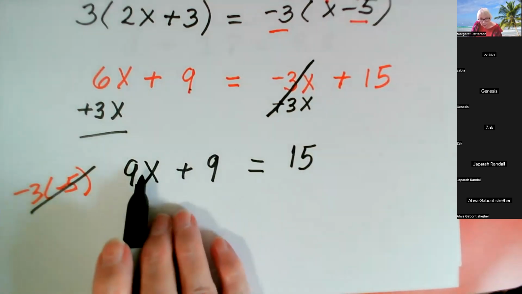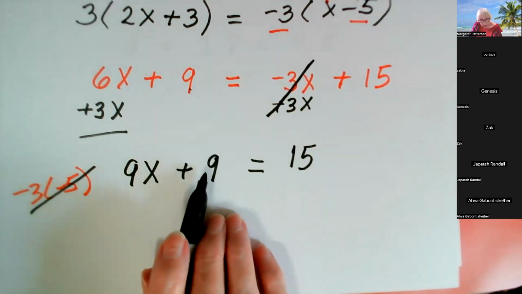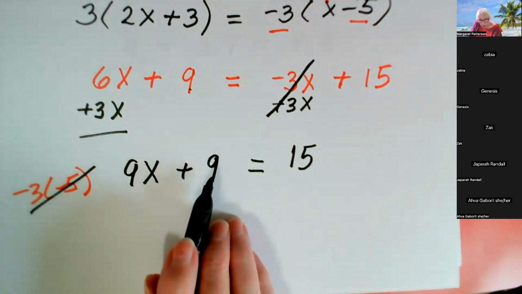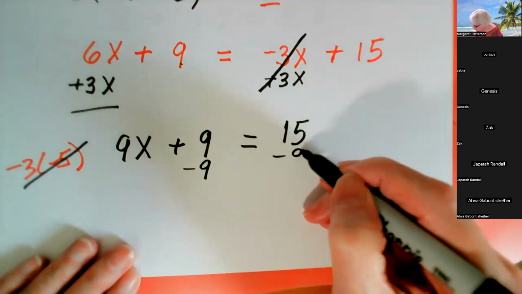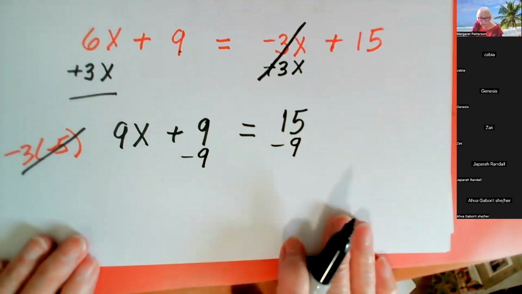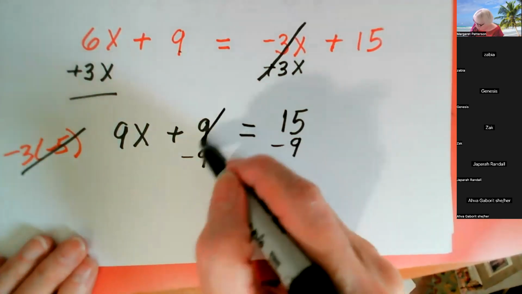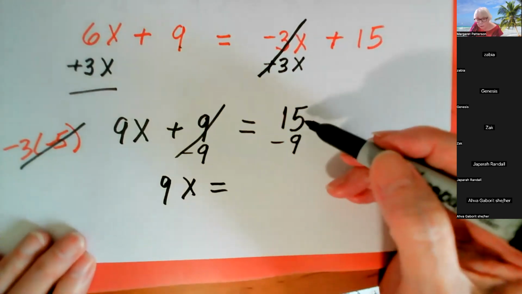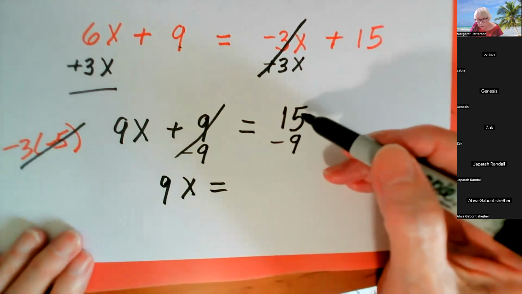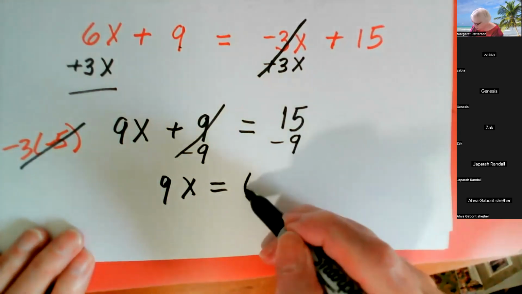I've got a 9 multiplied to x. I've got a plus 9. This is the one that's got to go. So I'm going to subtract 9 and subtract 9. So this leaves me with 9x. I'm glad I did this one. This is interesting. 15 take away 9 is 6.